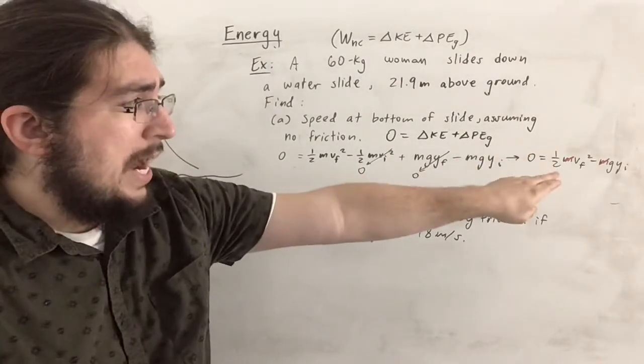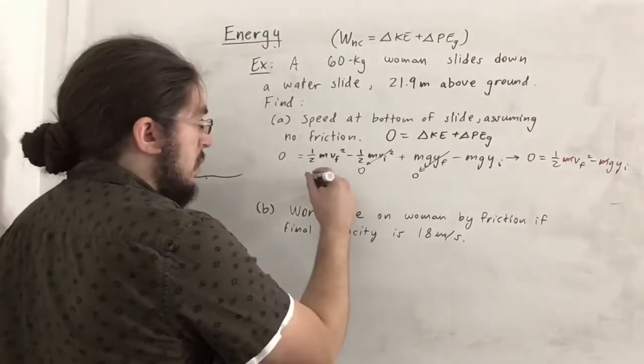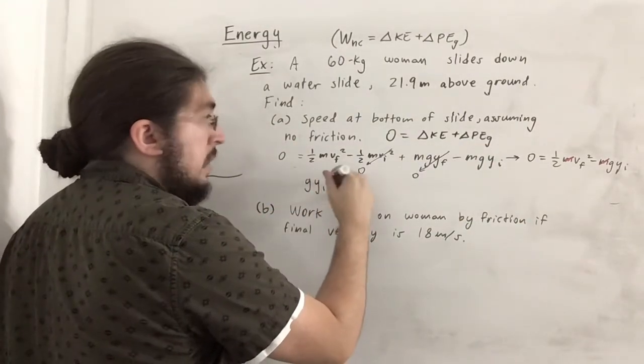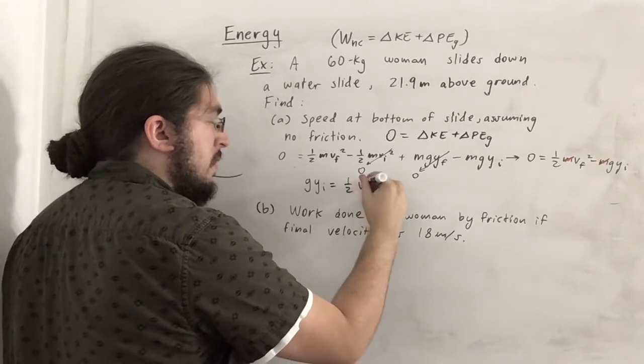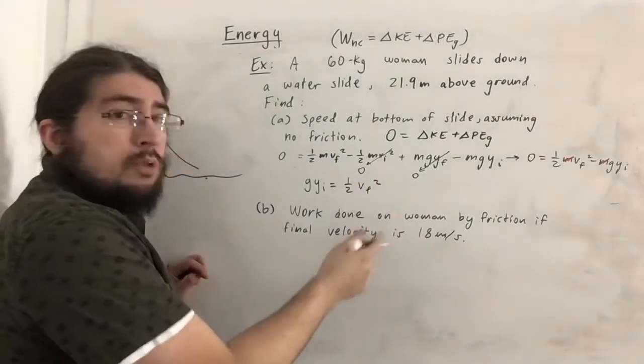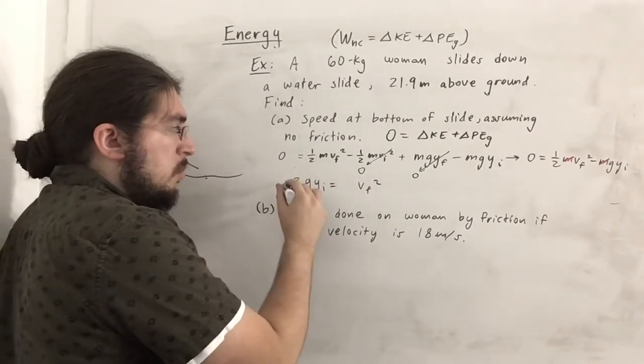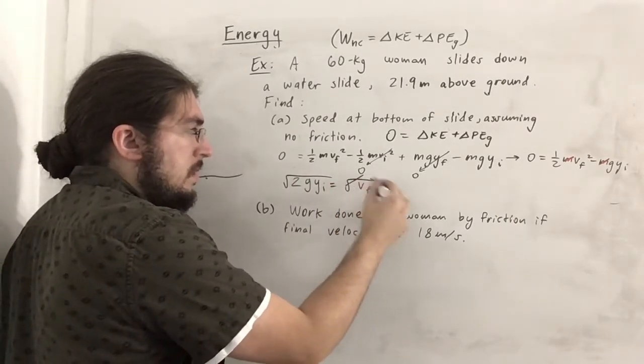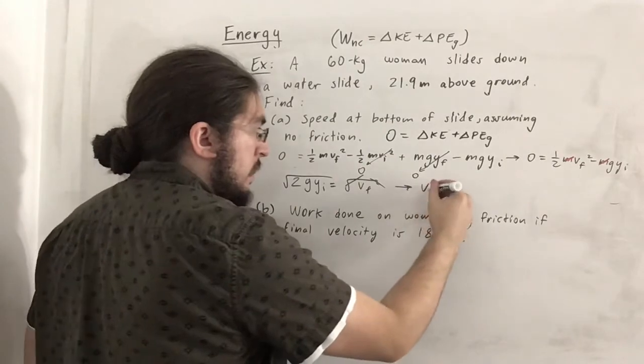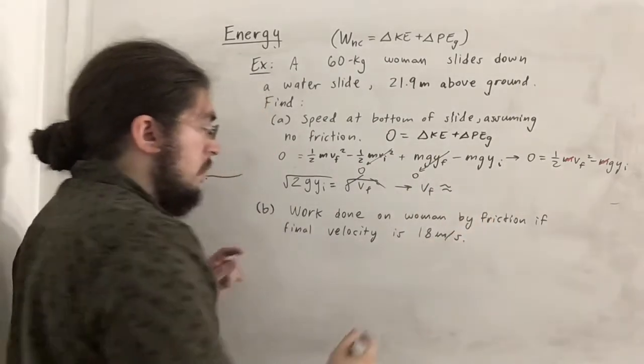So I'm going to add gy_i to the other side. So we get gy_i is equal to 1/2 v_f squared. Then multiplying both sides by 2, which I'll just do here like this, and then square rooting, we'll cancel the square. So we get v_f is approximately whatever the square root of this is.